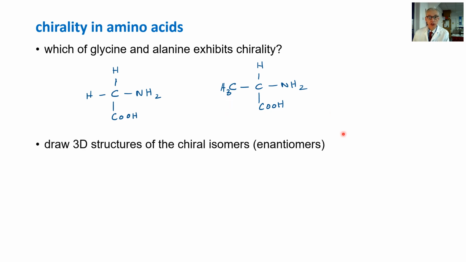In that case, draw 3D structures of the chiral isomers of alanine. Pause, spend some time drawing accurate 3-dimensional diagrams of the enantiomers of alanine. Come back when you are ready to look at my versions.